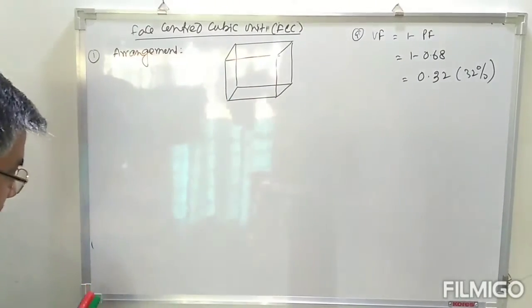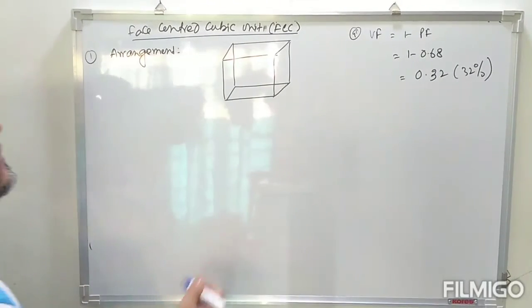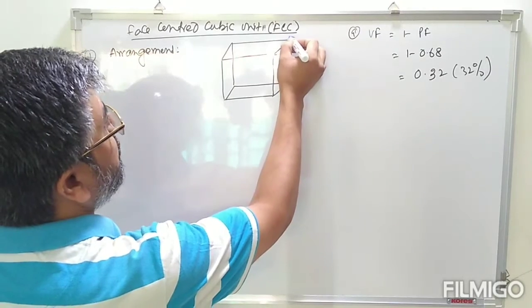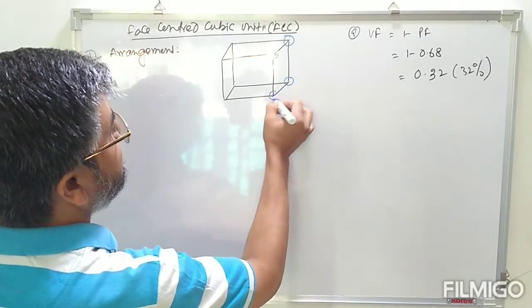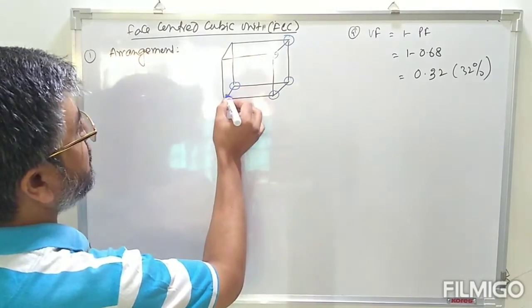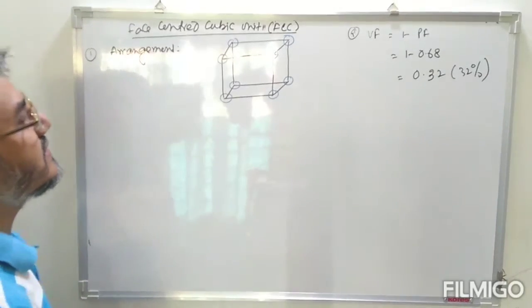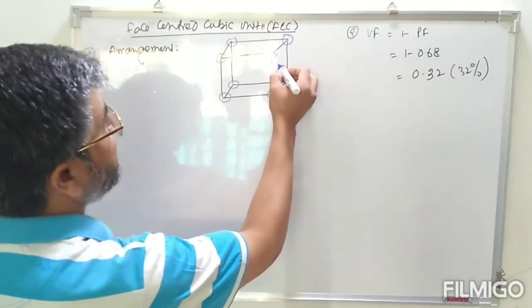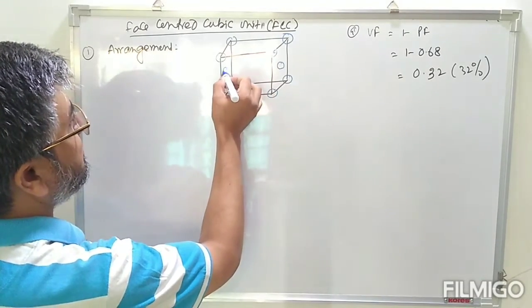So we have a face center unit cell. In this face center unit cell, spheres occupy, as usual, the corners of the cube. All 8 corners will be occupied by spheres. Along with these, the centers of each face will also be occupied by spheres.